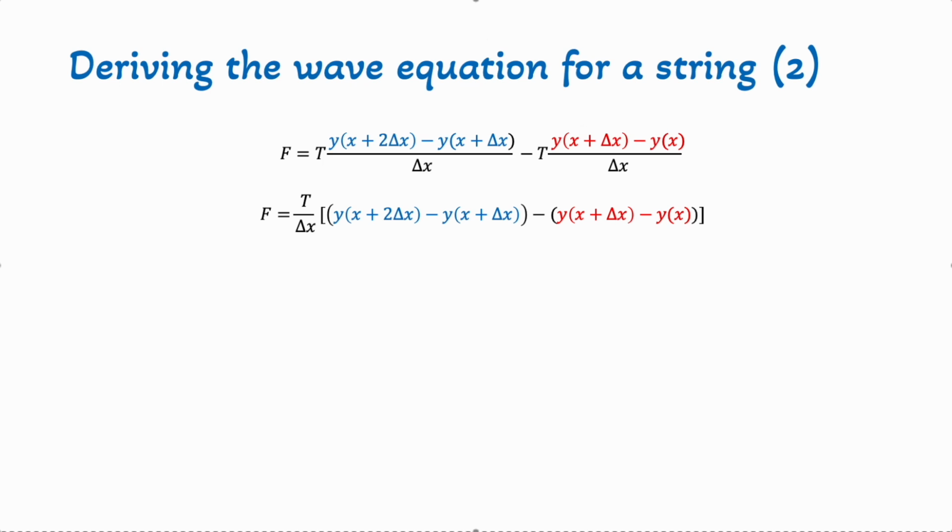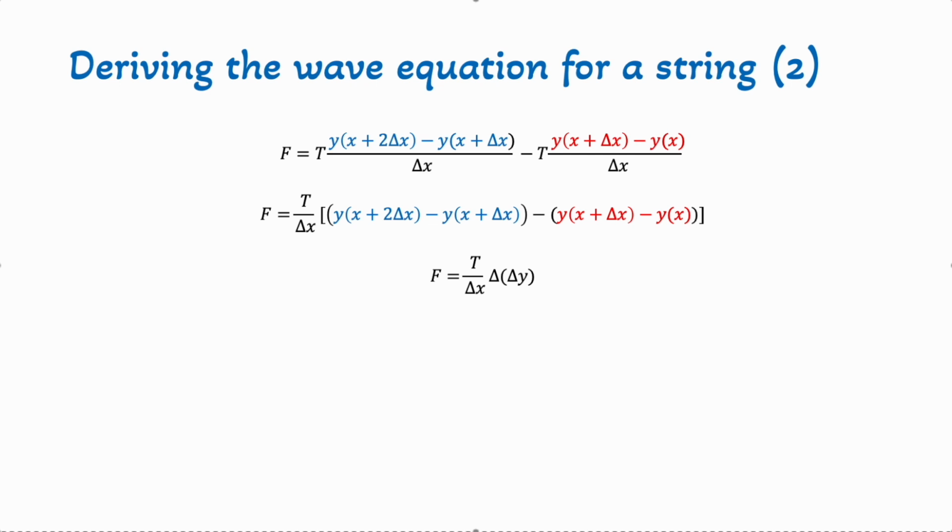And the red bit here, that's also a change in y with one step of delta x, but it's the previous step of delta x. So it's going from x to x plus delta x instead of from x plus delta x to x plus 2 delta x. So the whole bracket is one change in y minus the previous change in y. In other words, it's the change in the change in y. So I'm going to write that as delta delta y. Okay, that looks much neater and simpler.